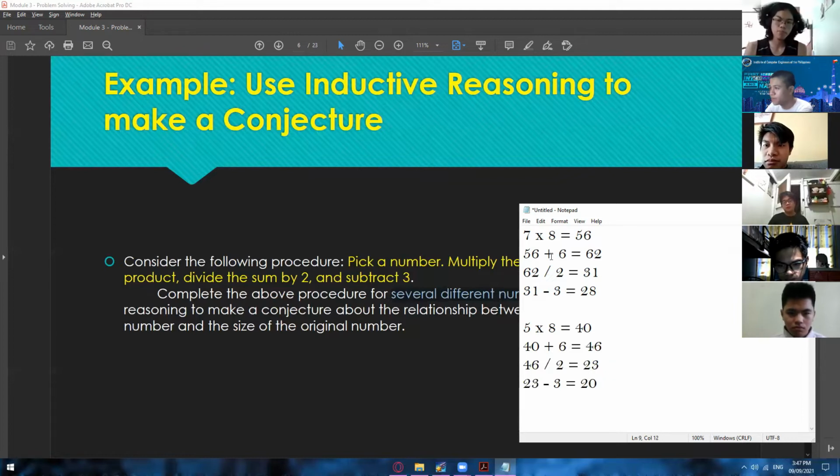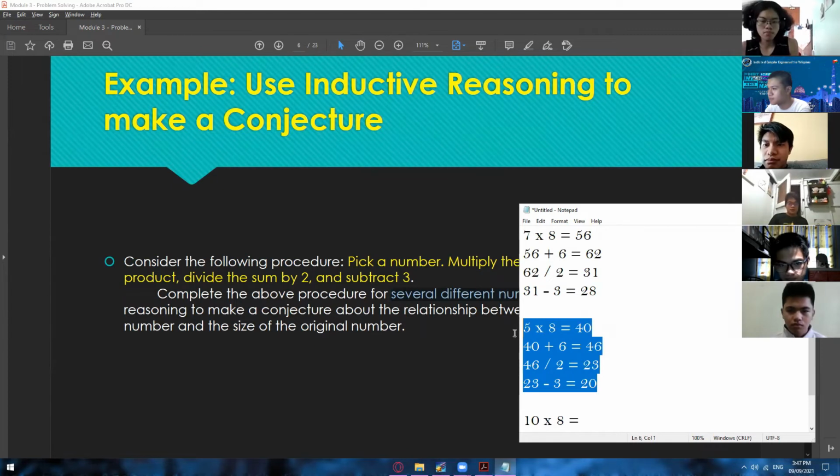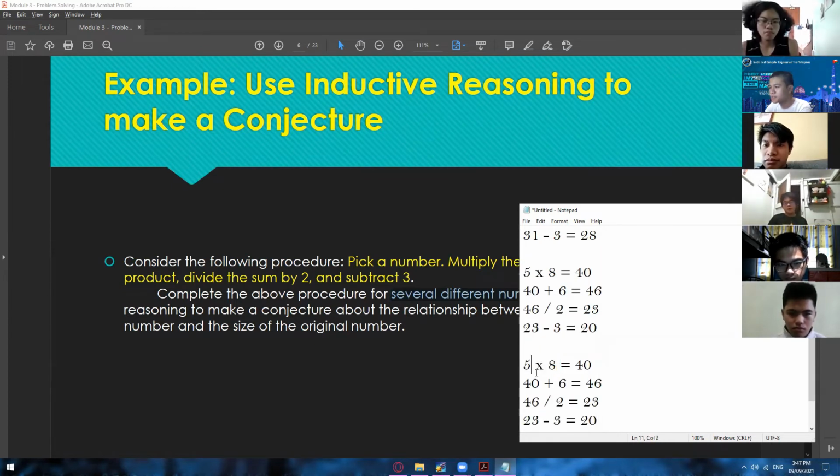Okay, let's have another one. Last one. 10. Okay, let's choose 10. 10 times 8 is 80. 80 plus 6 is 86. And then 86 divided by 2 is 43. And 43 minus 3 is 40.